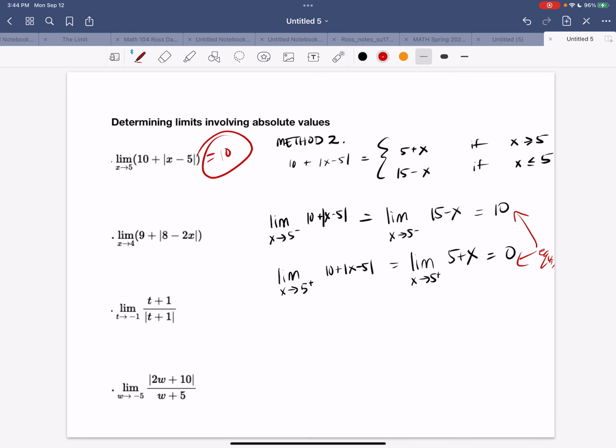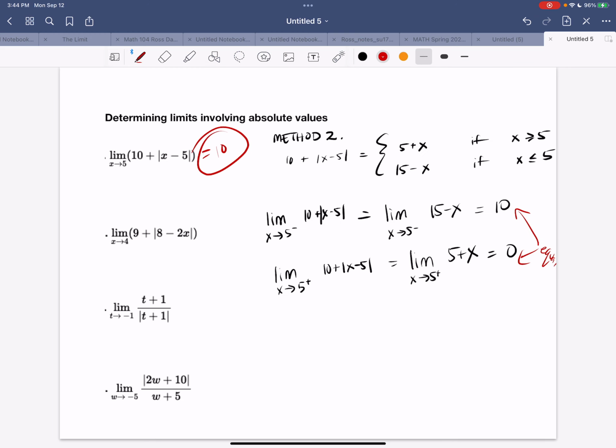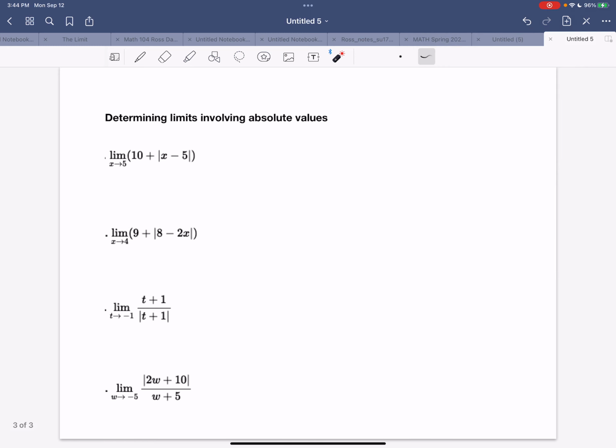Okay, all right. So let's do another one, and perhaps this time we'll do the second one, and I'll go a little faster, but hopefully the main idea is there. So I have 9 plus absolute value of 8 minus 2x. So the first thing I'm going to do is try to rewrite my function without the absolute values.